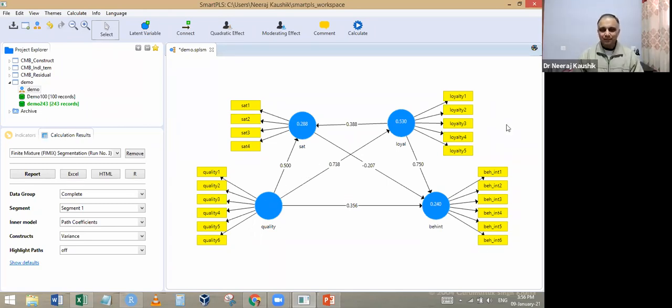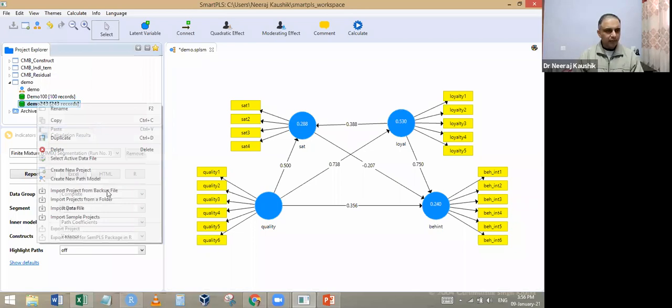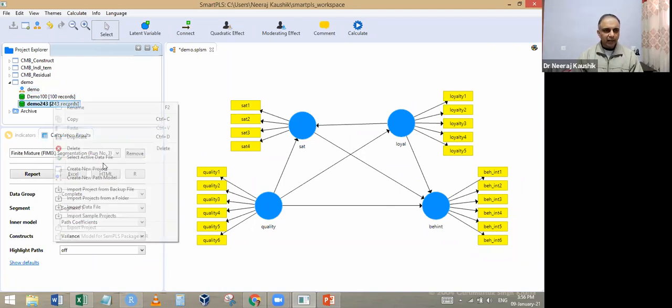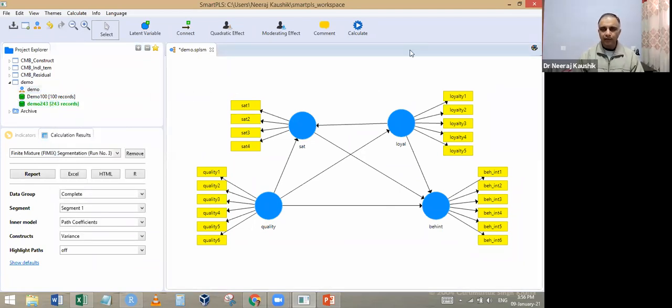So this is a structural relation. For quality, it leads to, and it's a very complex one, having many mediations, moderations, etc. So now let me go for the data of 243. Make it as, there is a select active data file. Now this is the active data file. In one project, you can have n number of files attached, and right click and make it the active data file. Now, whenever you work, 243 will be taken.